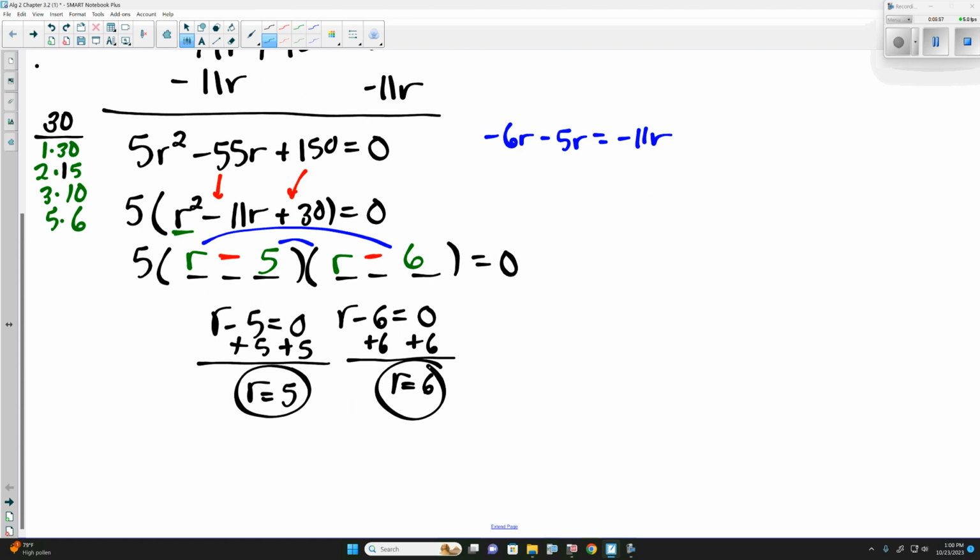Any other questions on this one here? Or you feel good with these here? Number 11, I think, was the other one you asked. Treat it the same way as you did this one here. Get it equal to 0 and go from there.